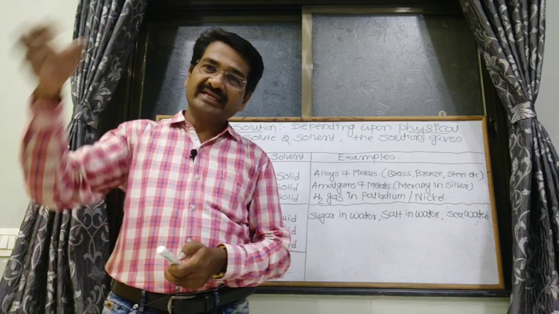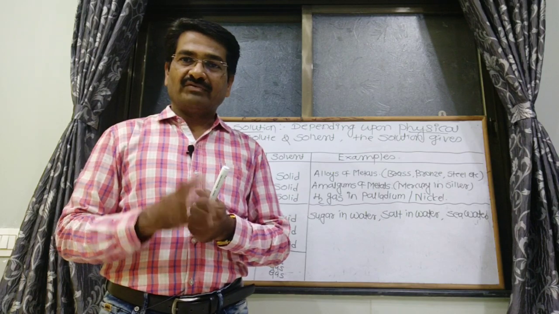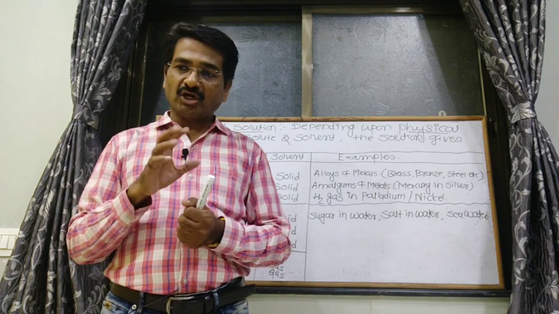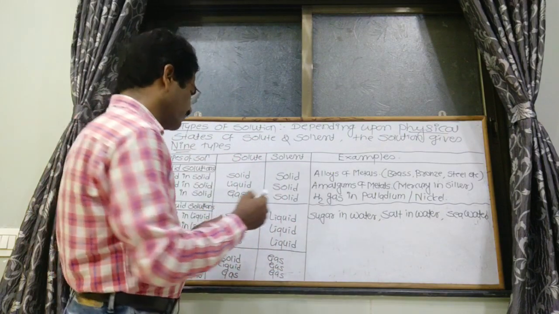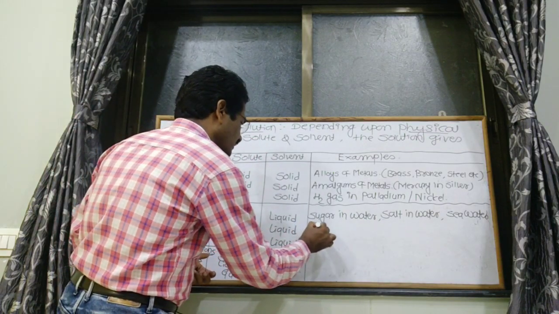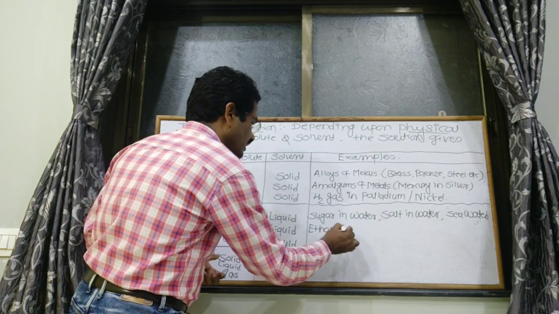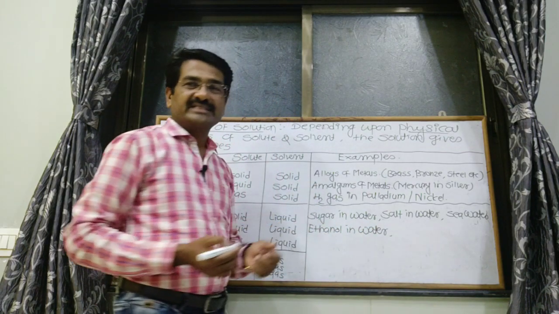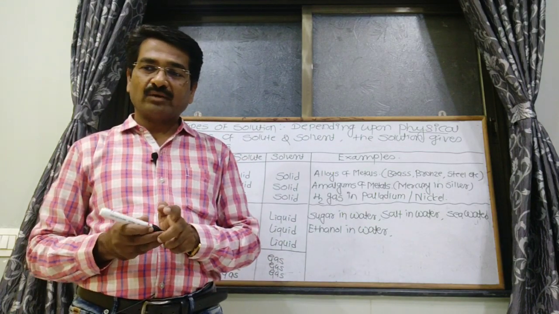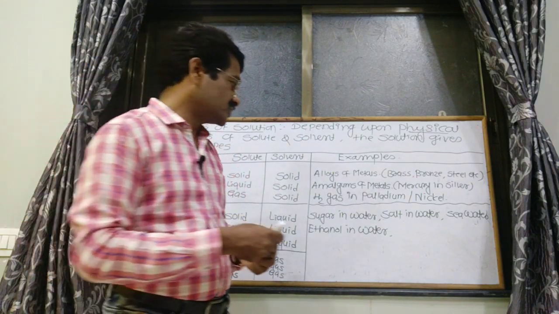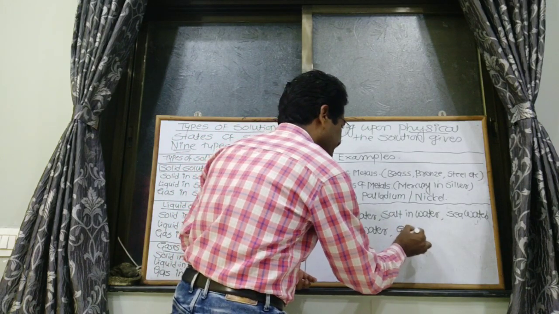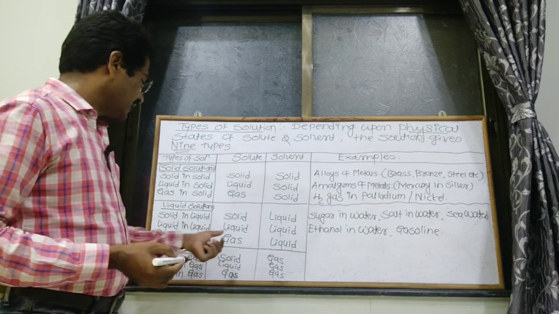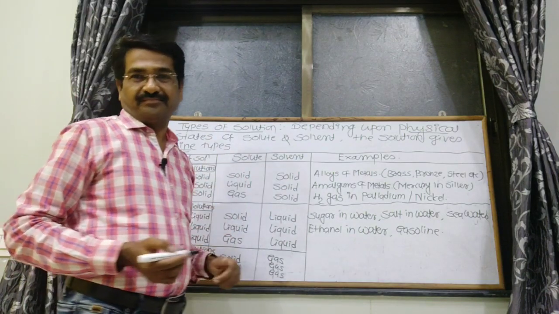After that, liquid in liquid. One liquid is dissolved in another liquid. What is the example? Any alcohol, that is ethanol, methanol, in water. Ethanol in water. Here ethanol is taken as the smaller proportion and water is taken as the larger proportion. Otherwise, gasoline, etc.